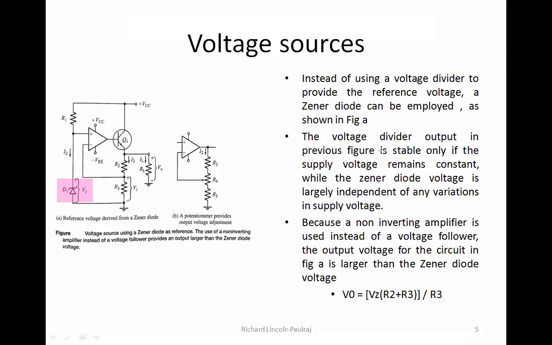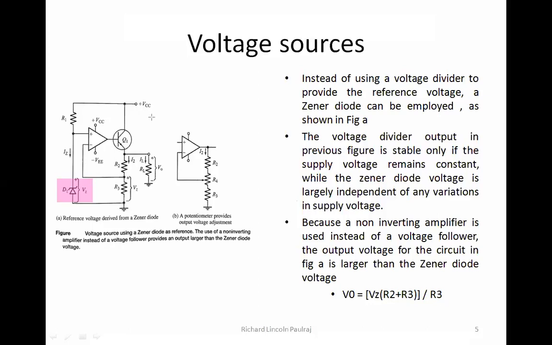It remains constant only if the supply voltage remains constant. If the supply voltage changes, it's going to impact R2, as we have seen previously. But with a Zener diode, there's no effect of change in voltages. So that is the advantage of having the Zener diode. If I have a Zener diode and my supply voltages are fluctuating, it's fine. I will still have a stable output.